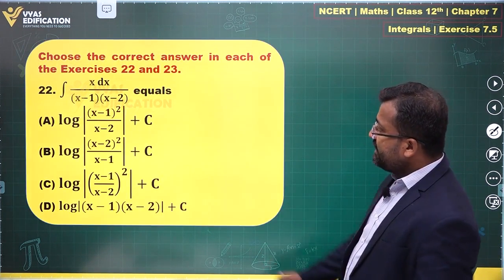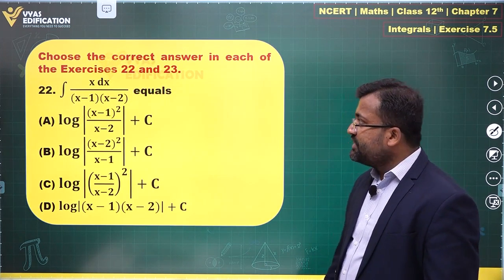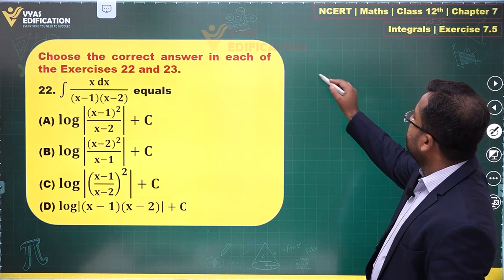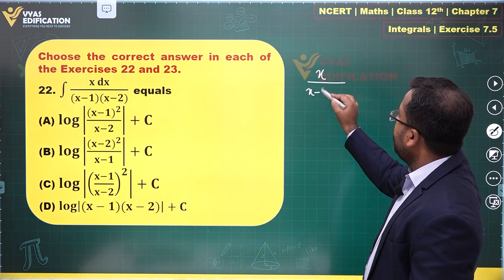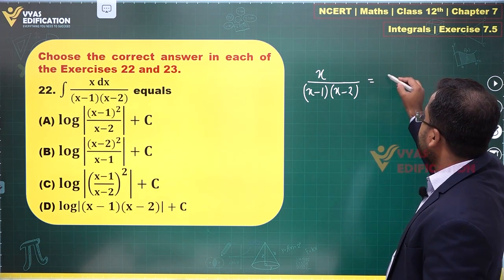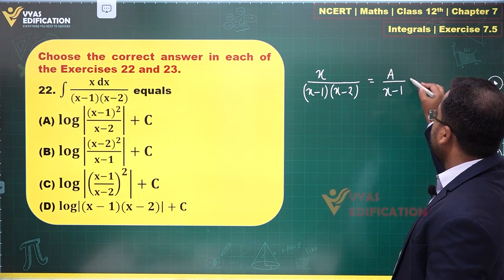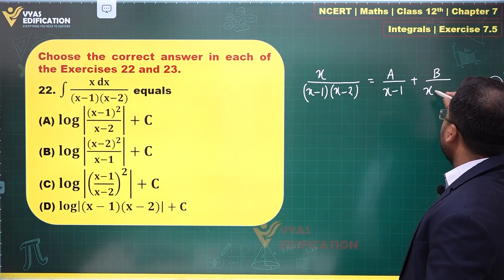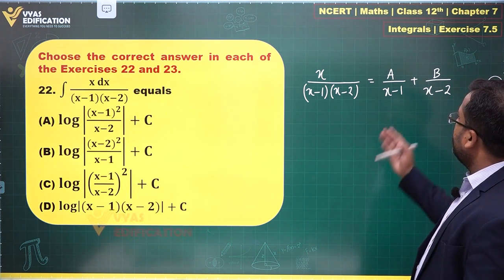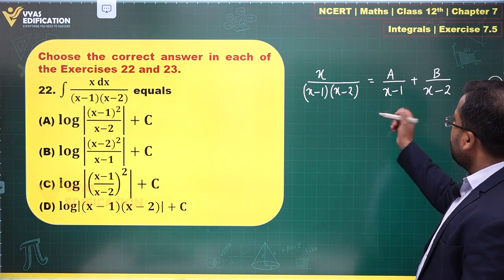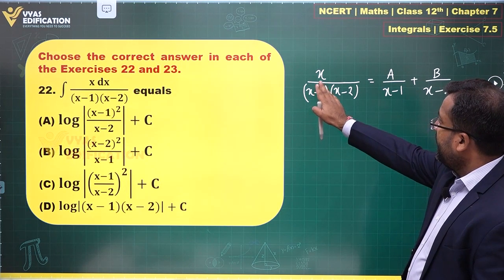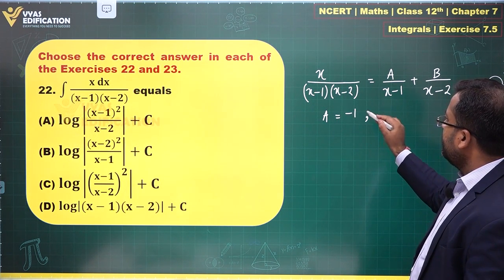There were some options given over there. Yes, we can come back to those options whenever we want. Let's see. The first step that we want to apply is x upon x minus 1 times x minus 2 is equal to a upon x minus 1 plus b upon x minus 2. This is what we have, right? And what will be the values of a and b? A can be found easily by putting x equal to 1 after removing this factor, giving 1 upon 1 minus 2, which is minus 1.